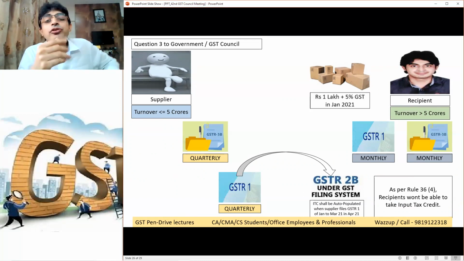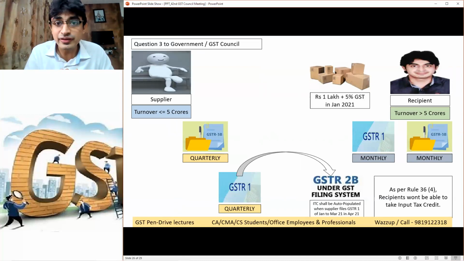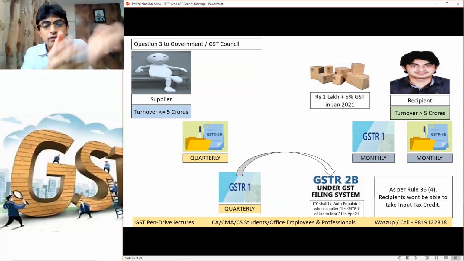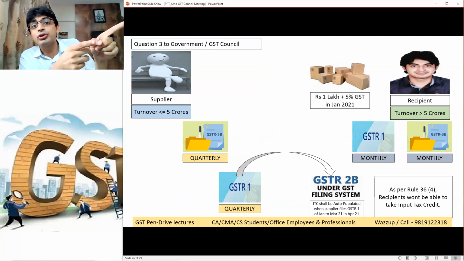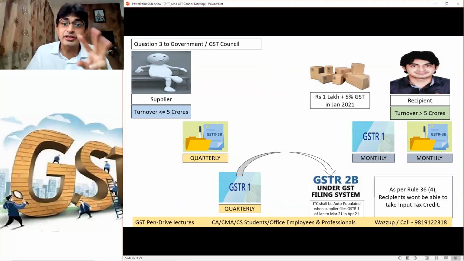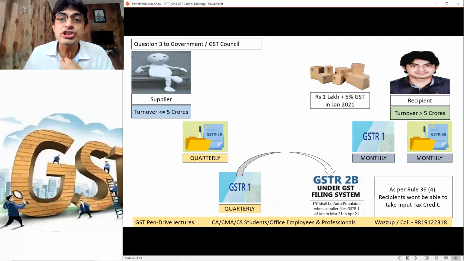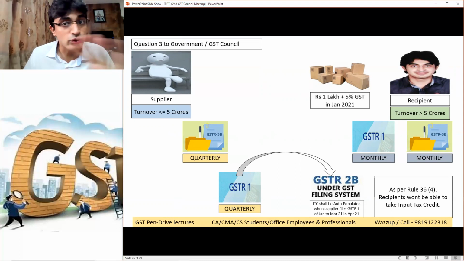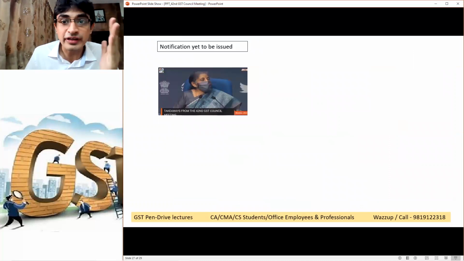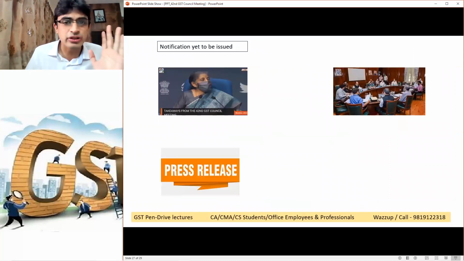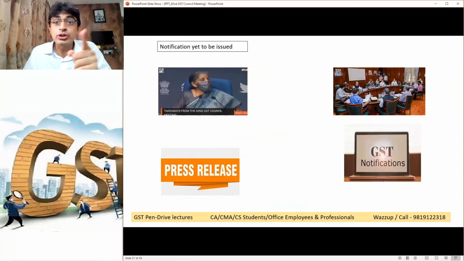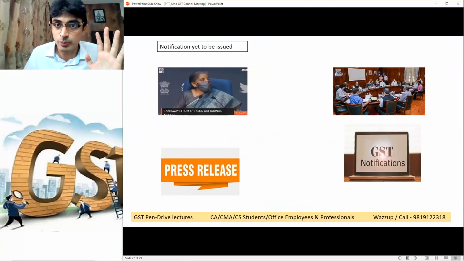So why will I buy from such small suppliers? Isn't there a risk that all such big buyers will stop buying goods or taking services from small suppliers because they are going to file GSTR1 quarterly? Okay, so these are the three questions which I'm raising to the GST Council. Currently, there is no answer for it. See, understand, this is just a proposal in the 42nd GST Council meeting. It is just a press release. Notification is not yet issued. I hope in the notification they clarify all such points.